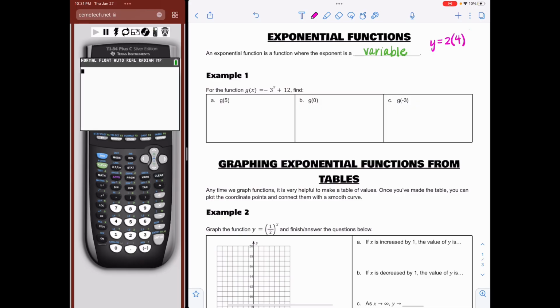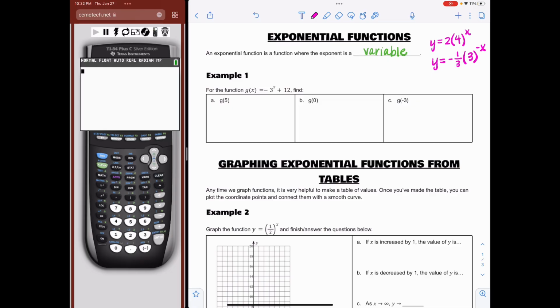4 to the power of x. Or I could say y is equal to negative 1/3 times 3 to the power of negative x. Anytime your variable is in the exponent, that means that it's exponential.